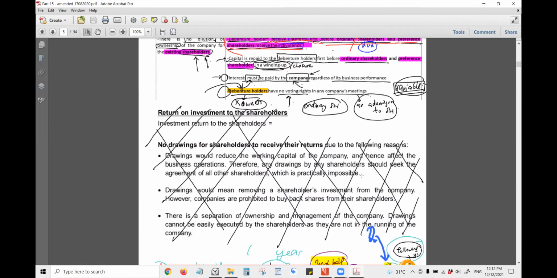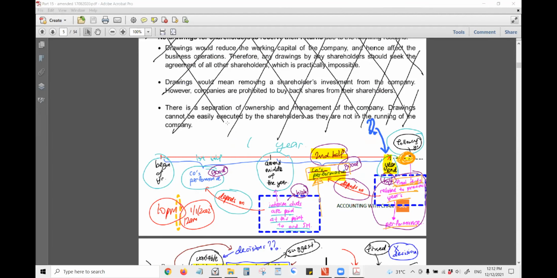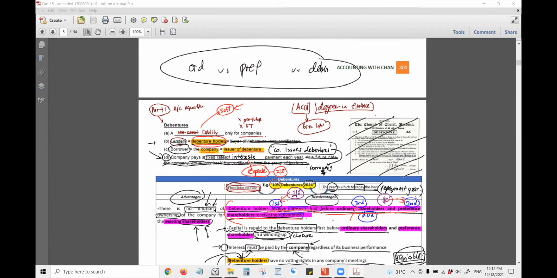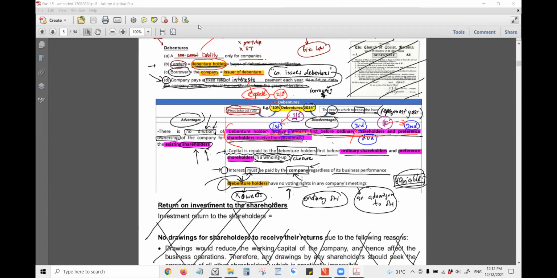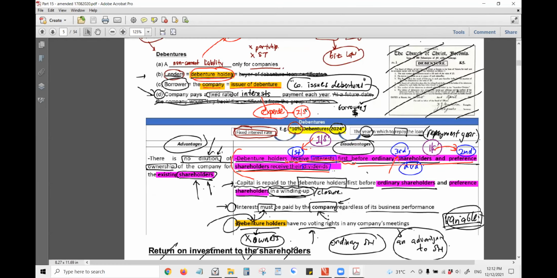The debentures are here. I know it's messy, but yours shouldn't look like this. This is page number 302 of your notes. Everything about debentures is here. It's a non-current liability that's only available to companies. You must know what a debenture holder is: the lenders. The company is the one borrowing money here. When there is debenture, there is interest to pay because it's a loan. All the details about debentures are here.